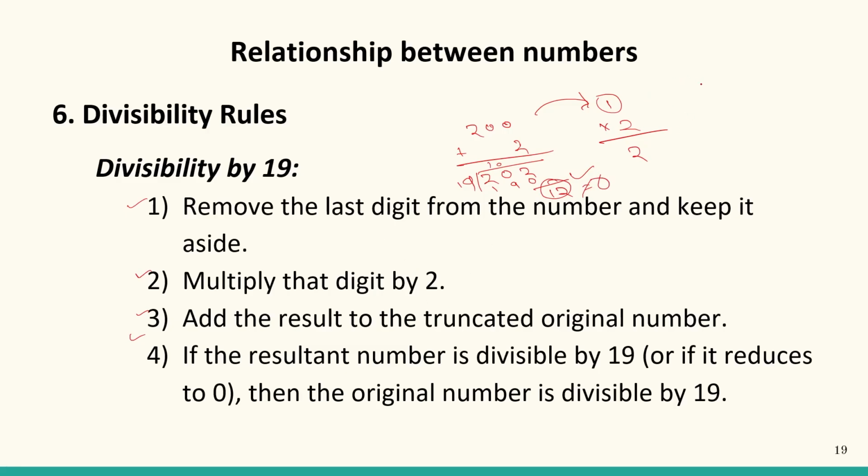Since 19 does not divide 202, this implies that 2001 is not divisible by 19. Okay.